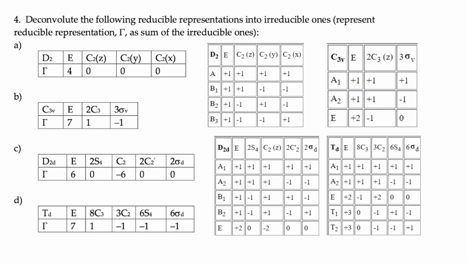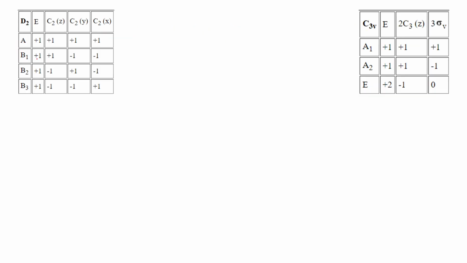Deconvolute the following reducible representations into the irreducible ones. Represent the reducible representation gamma as a sum of irreducible ones. For the first case, let us solve at least one to get the idea of whatever we have discussed till now. Your reducible representation is given for a particular point group. I have provided the character table of the point group here, and we need to find out the constituting irreducible representations behind this particular reducible representation. So let us start with the first one, the D2 at least.